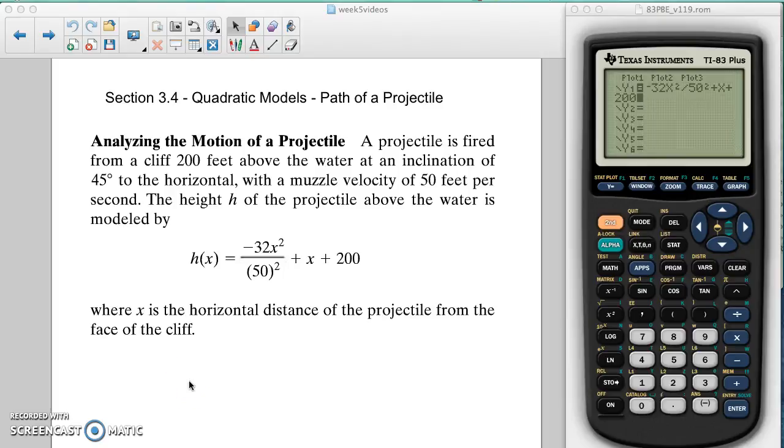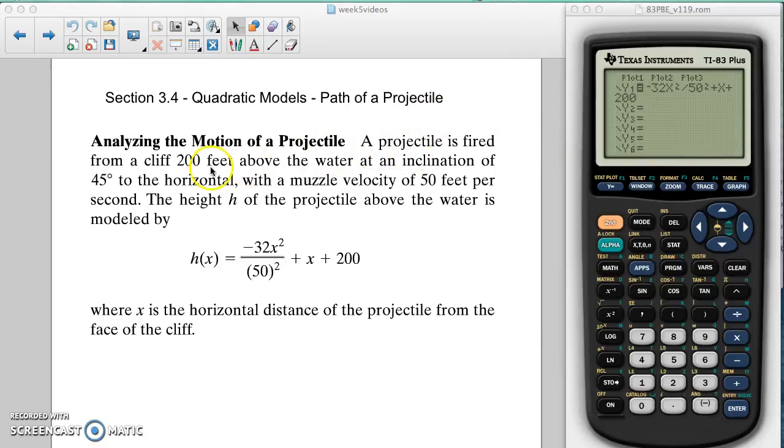Hello, and in this video we're going to be looking at quadratic models again. Last one we did an area formula, or a quadratic of an area. This time we're going to be looking at a path of a projectile through the space. Well, let's look at this problem.